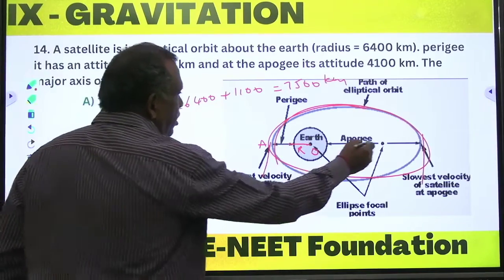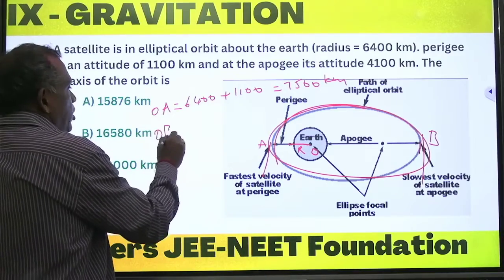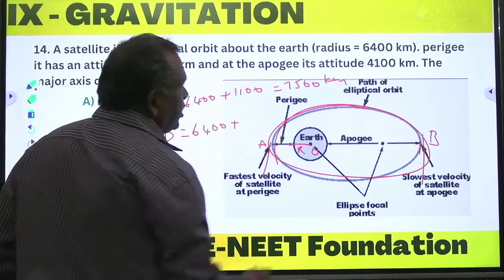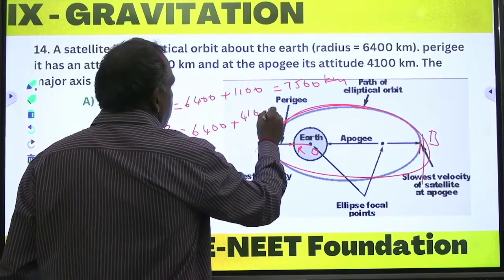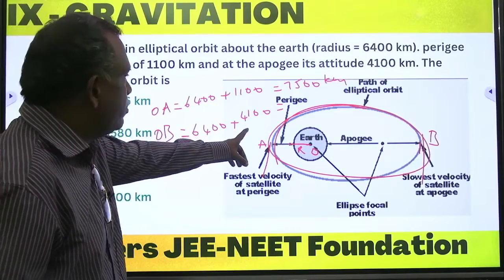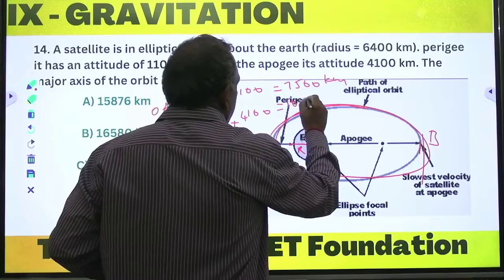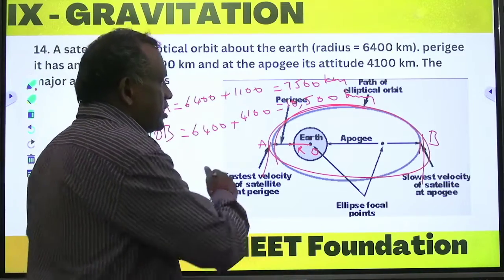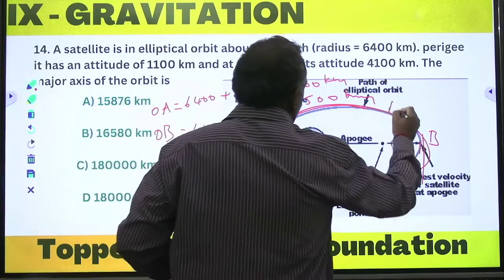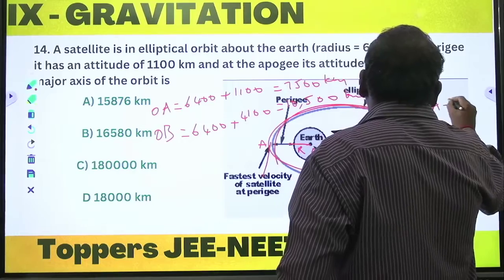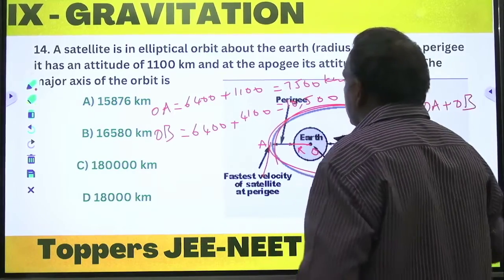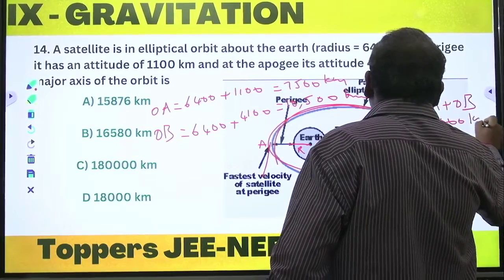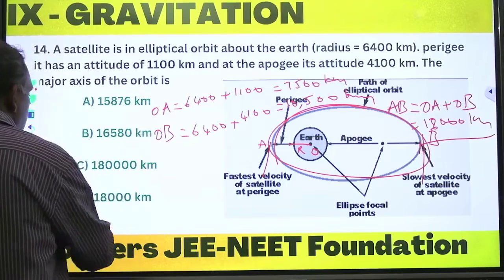See, this is OA. Similarly, if you try to take OB, again from the center, 6400 plus the altitude given, 4100. So 6400 plus 4100 is 10,500 kilometers. Now the length of the major axis of the ellipse, AB is the major axis. So AB is OA plus OB, 10,500 plus 7,500, which is nothing but 18,000 kilometers. In the given options, D, 18,000 kilometers, is the correct answer.